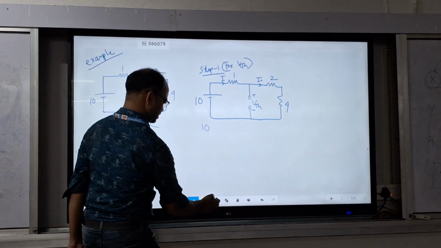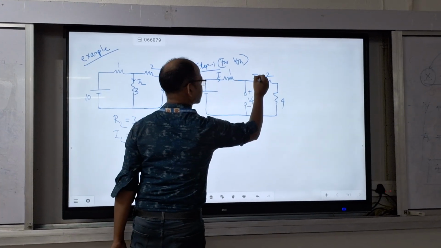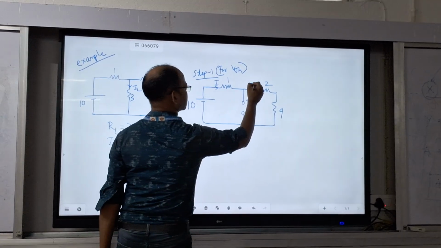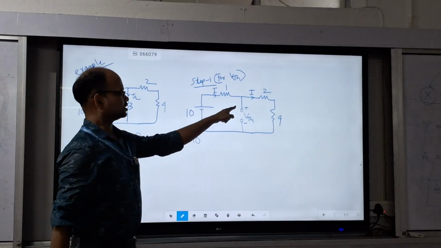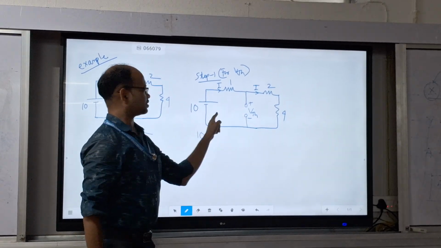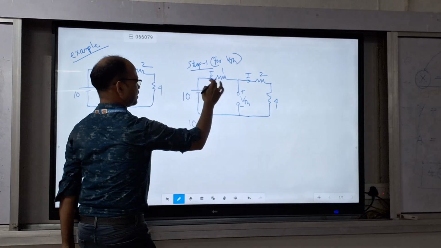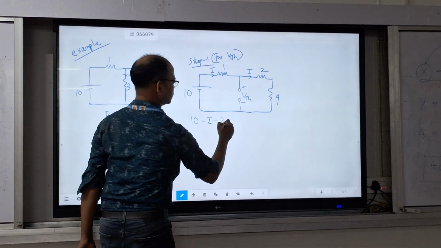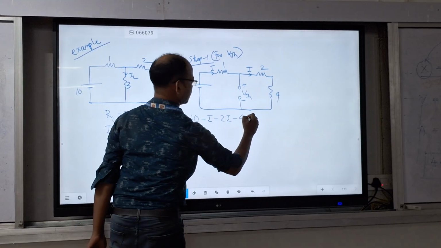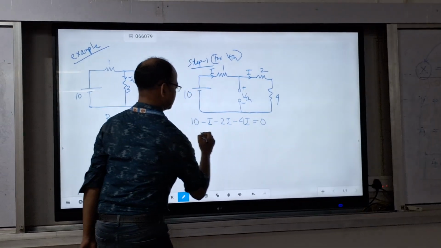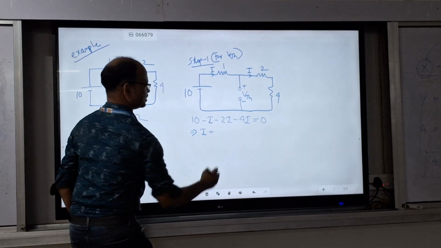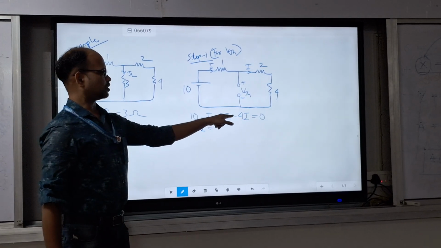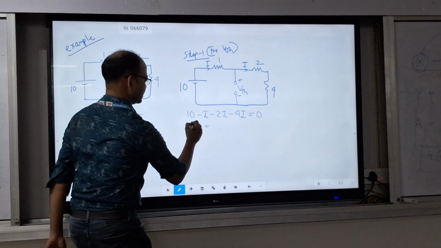Because this one is an open circuit, the same current flows through this one. So first calculate current I by using KVL. So 10 minus 1 into I, that is I, then minus 2I, then minus 4I, which is equal to 0. This implies I plus 2I plus 4I, 1 plus 2 is 3, plus 4, 7I. That means you can write 7I equals 10.